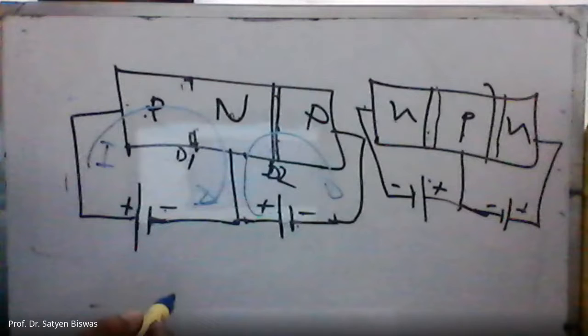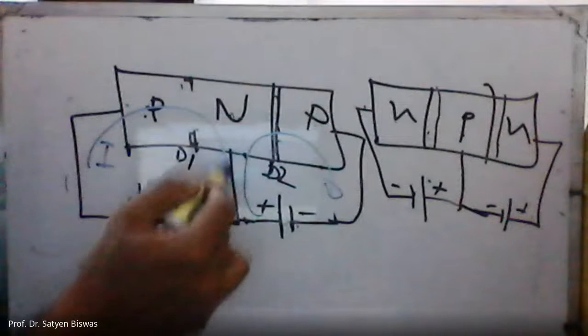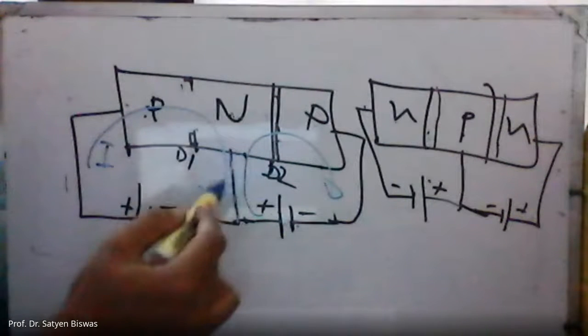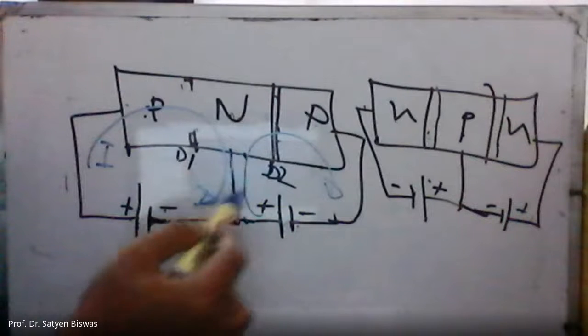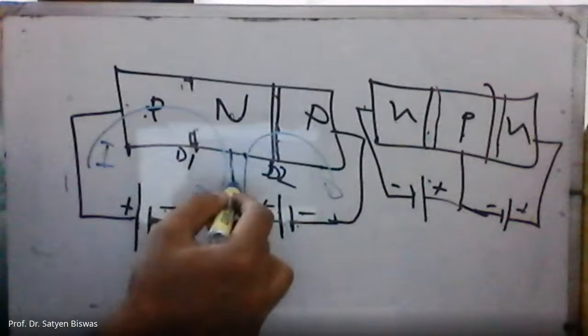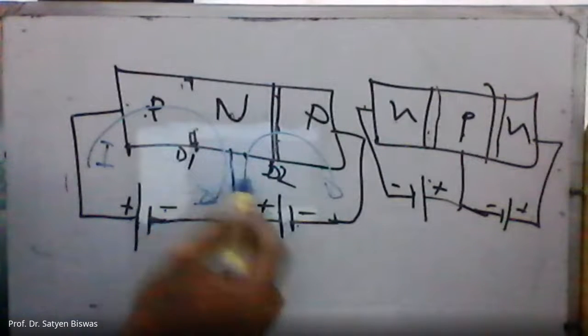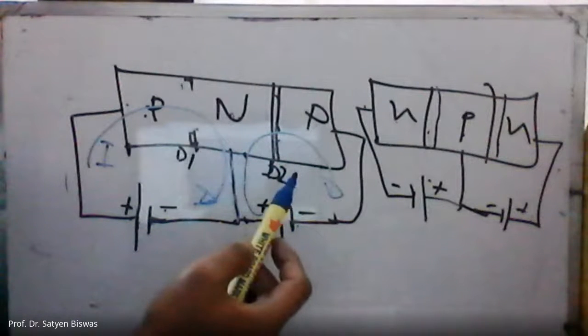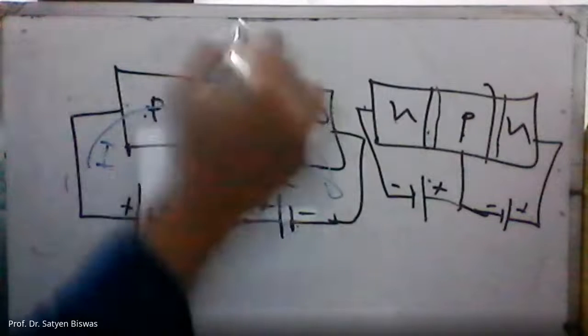So now look at this terminal, this branch. One current is going downward, and one current is going upward, right? And this is actually the base, right? Remember the base, collector, emitter? You already studied that, right? The base.